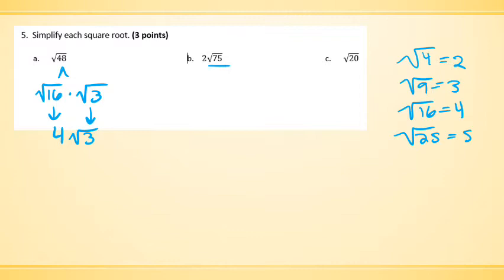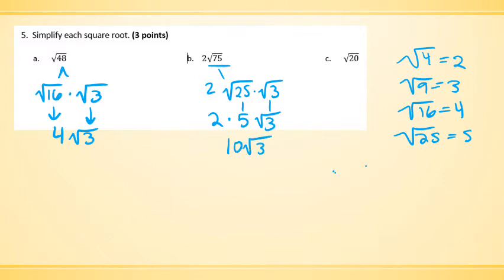For B, I'm just going to deal with the square root of 75 right now. I recognize that 25 is a factor of 75. So root 25 times root 3. And I still have that 2 at the front as well that I'm going to deal with too. So root 25 is going to become 5. Root 3 is going to stay the same. And then I also have this 2 coming down. And I'm going to multiply the 2 and the 5 together to get 10. And then I have root 3.